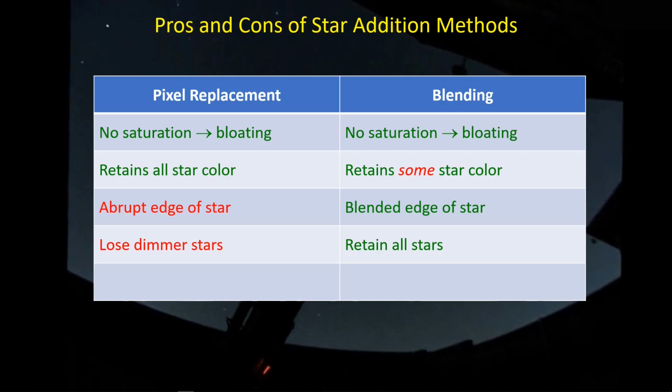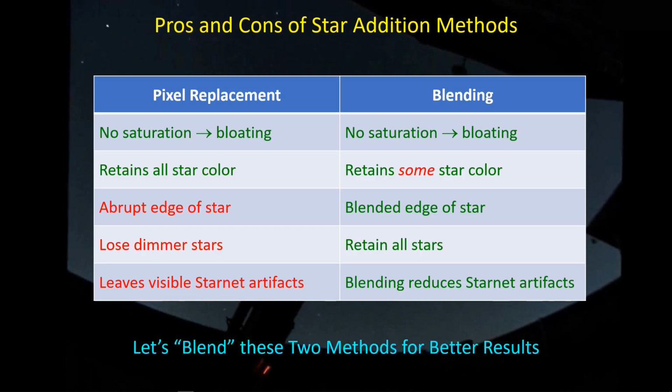An additional problem with the pixel replacement method is that I'm losing the dimmer stars. They're no longer visible. The blending method actually does retain all of the stars, even faint stars, and that creates a more realistic star field. StarNet will sometimes leave artifacts in your starless image after it pulls out the stars. A nice side feature of the blending method is that some of those artifacts are averaged over in the blending process and you don't see them.